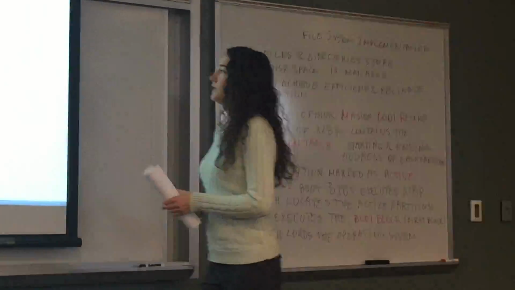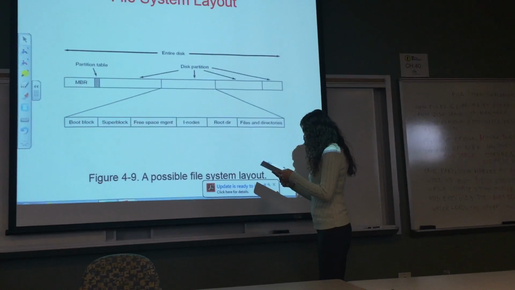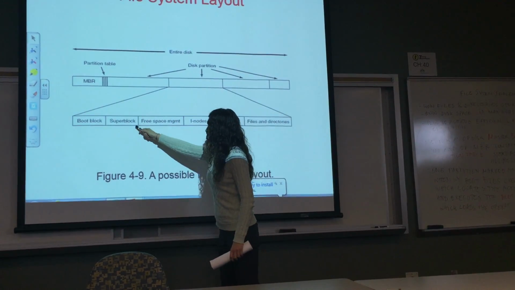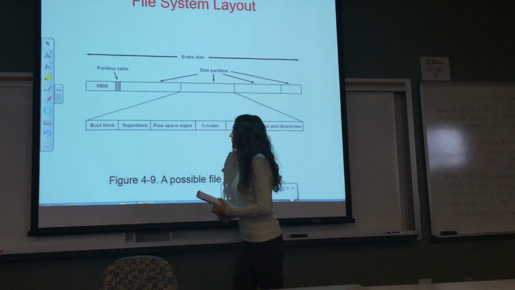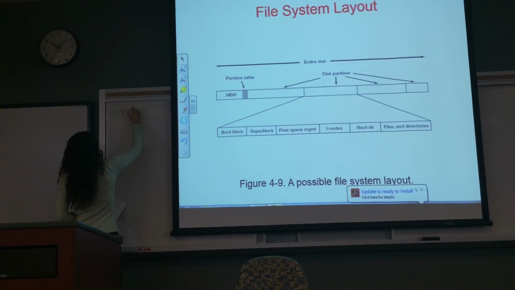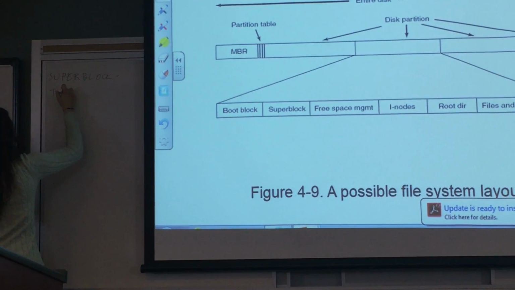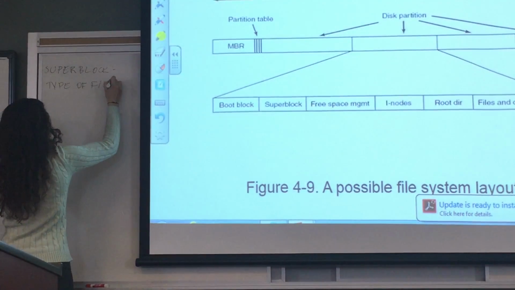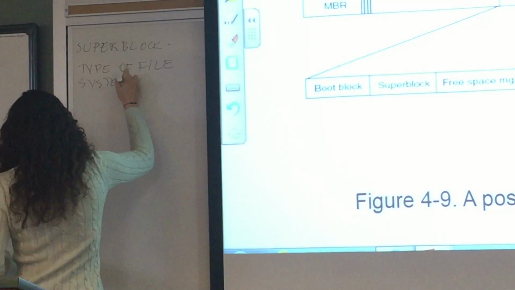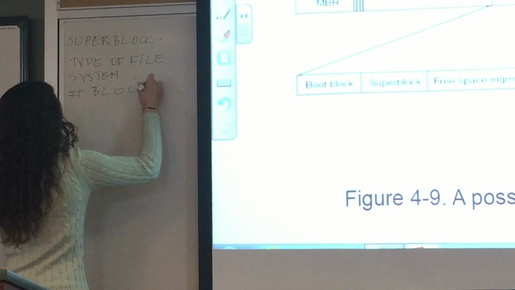So each partition is further divided. The first thing that it has is the boot block. This is in the active partition. Then we have a super block which contains some parameters about the partition, some key information. So the type of file system that it is, for example, the number of blocks in that file system.